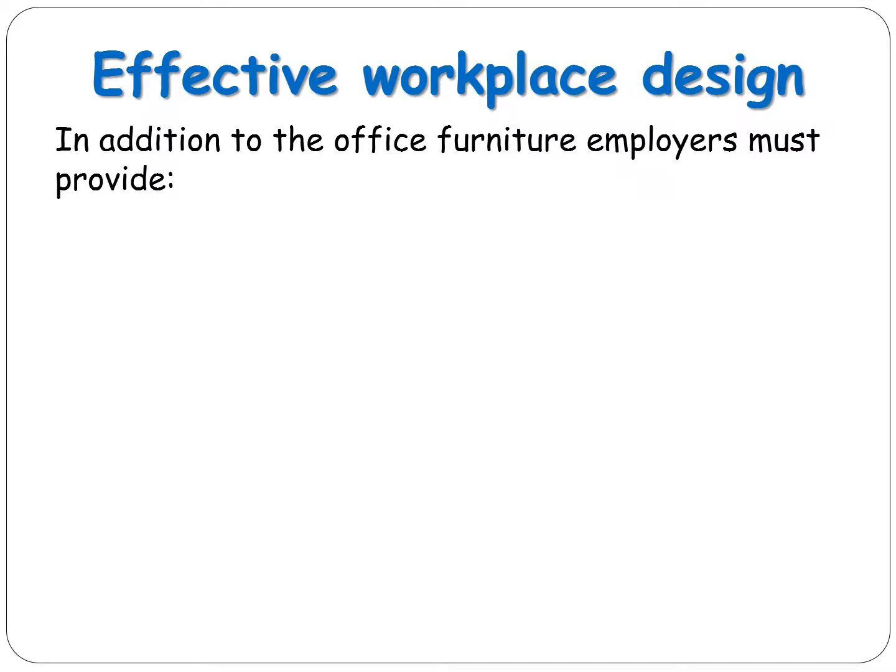In addition to the office furniture, employers must also provide tiltable screens. So again, in the ICT room we've got screens which are tiltable and adjustable, height adjustable, and they'll move backwards and forwards. It means that you can work at the most comfortable position for you.